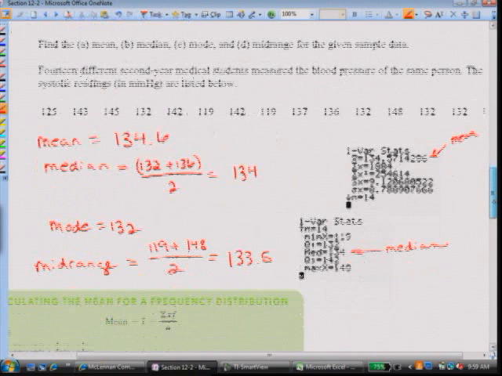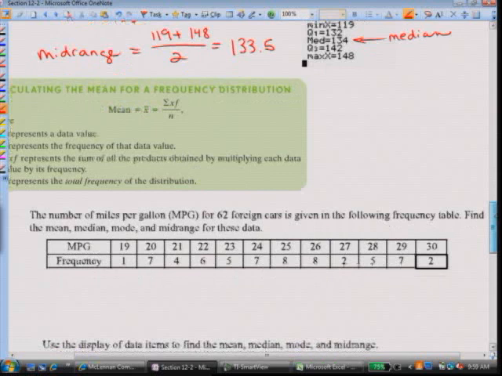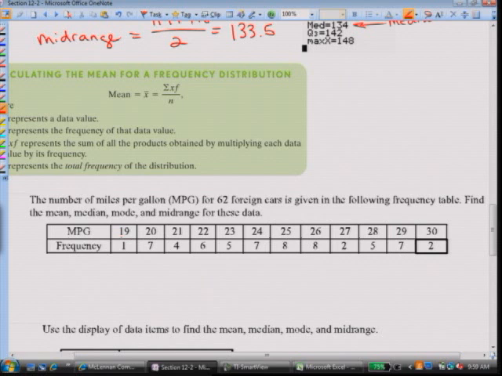All right, so we're going to continue and look at some interesting ways that the data may be presented to you. In this chart, you're told the number of miles per gallon for 62 foreign cars, but you're given the frequency that it has occurred. Instead of giving you the list of 62 data values, because there were some repeats, they went ahead and just gave you this frequency calculation, or a number.